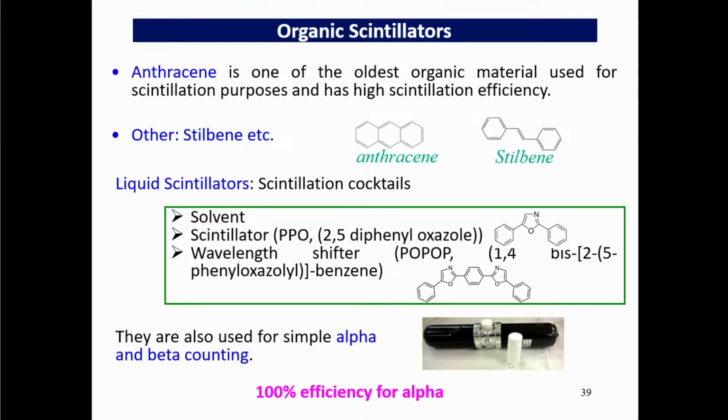Here I show you some examples of organic scintillator. As you see, anthracene is one of the oldest organic materials. You can see this is the anthracene molecule, which belongs to the class of polycyclic aromatic hydrocarbons, having 3 benzene rings associated in a conjugation. Another very useful material is stilbene. You can see the structure of trans-stilbene here.